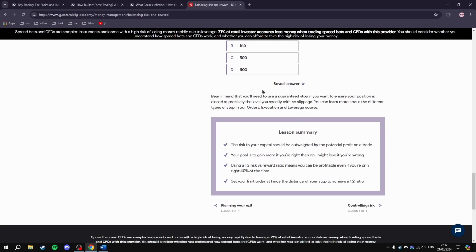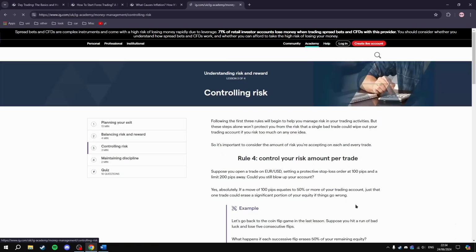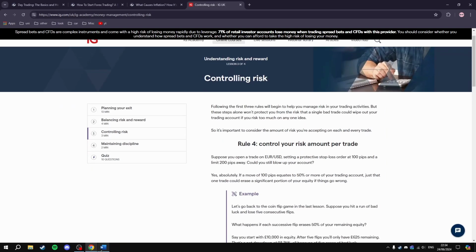Then we went through the quiz. Bear in mind you need to use a guaranteed stop if you want to ensure your position is closed at precisely the level you specify with no slippage. And I went through the lesson summary. So now we're on to controlling risk.